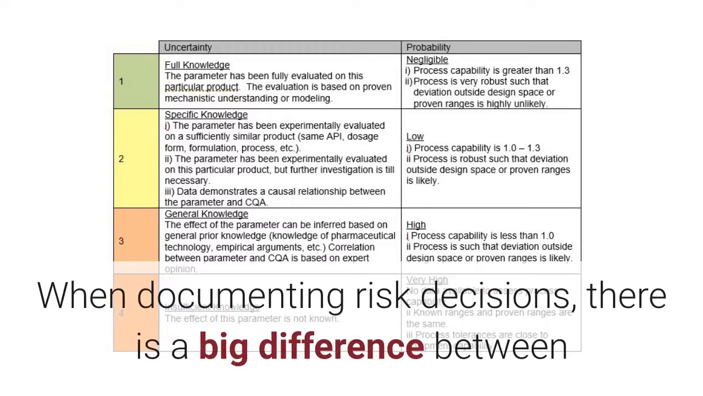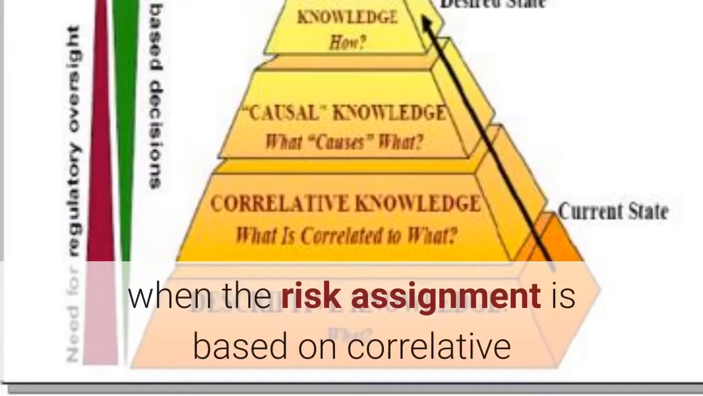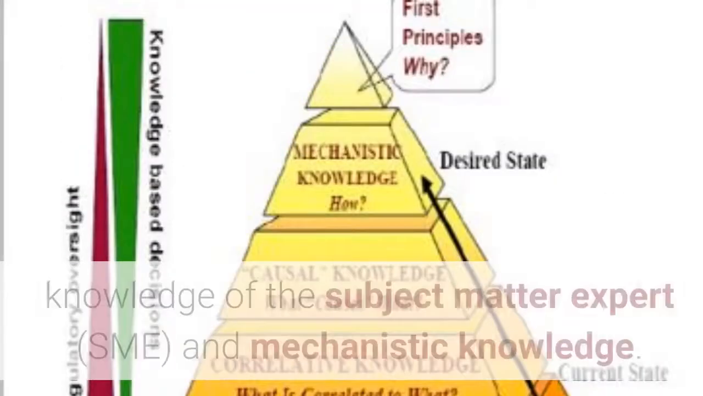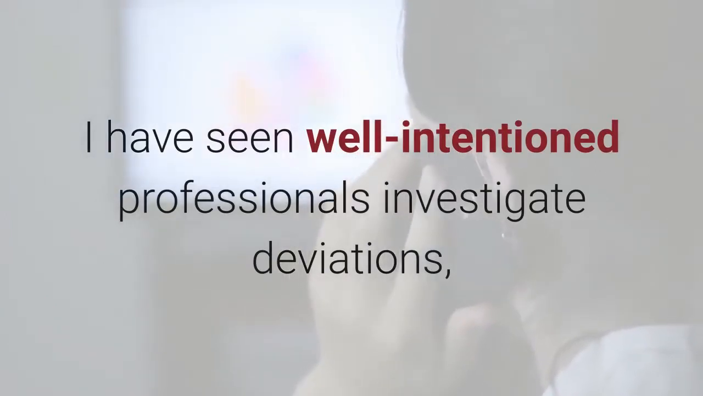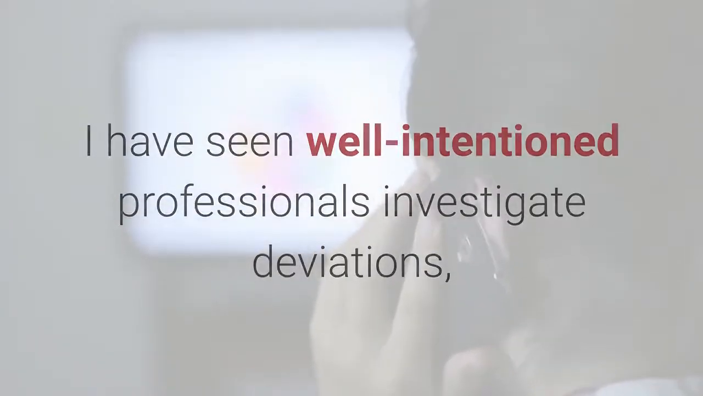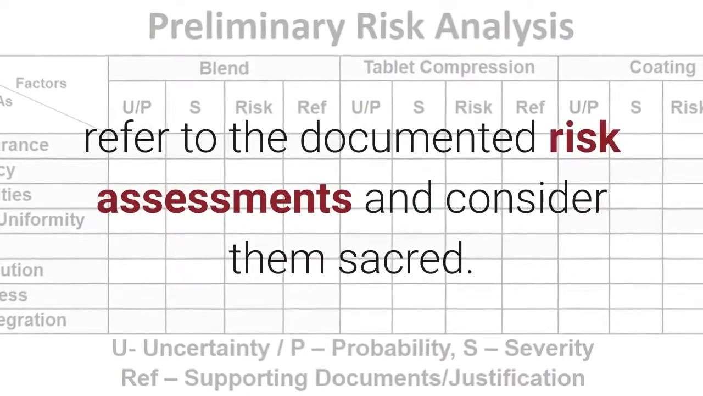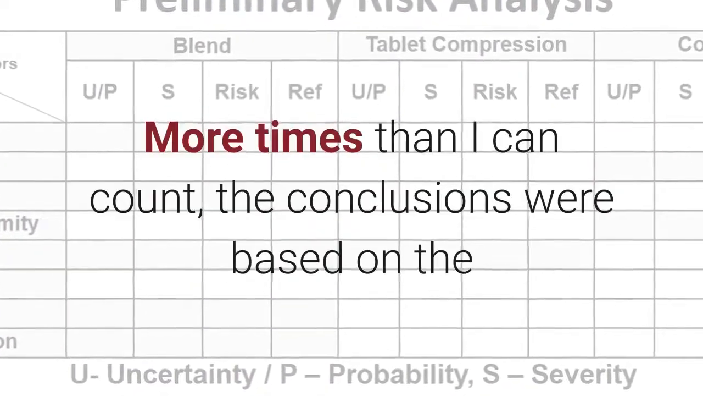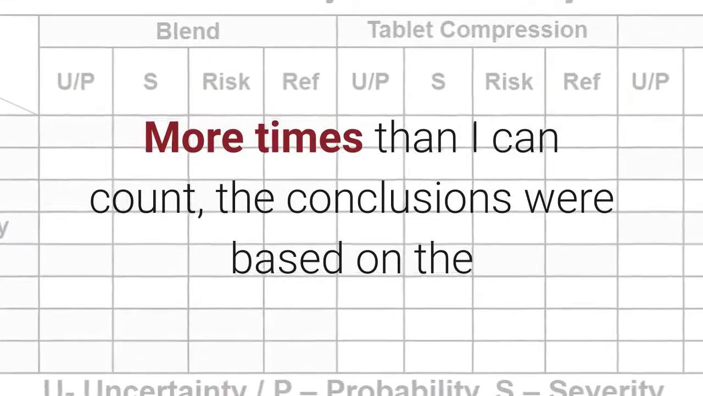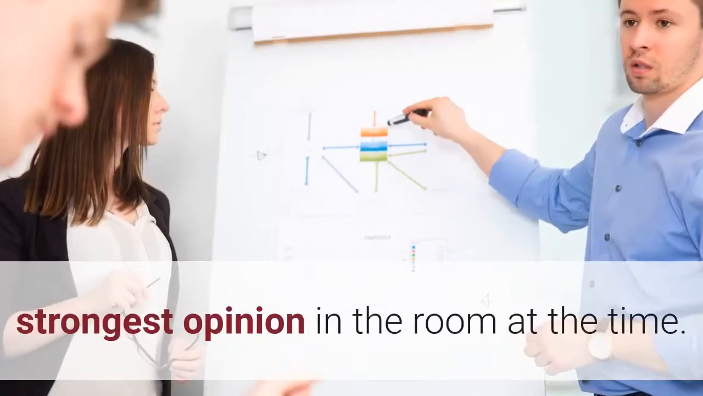When documenting risk decisions, there is a big difference between when the risk assignment is based on correlative knowledge of the subject matter expert, SME, and mechanistic knowledge. I have seen well-intentioned professionals investigate deviations, refer to the documented risk assessments, and consider them sacred. More times than I can count, the conclusions were based on the strongest opinion in the room at the time.